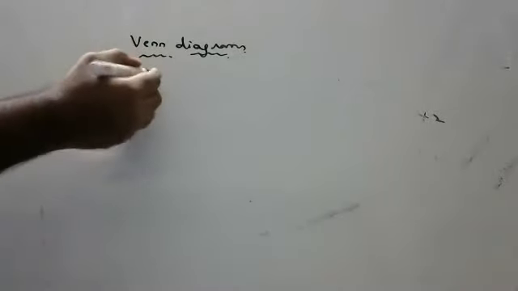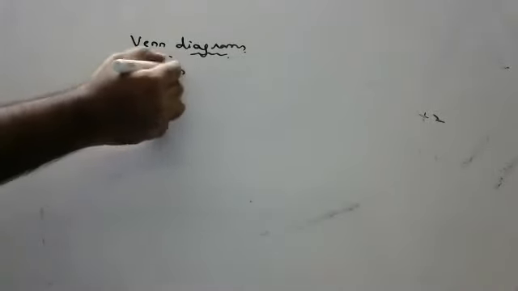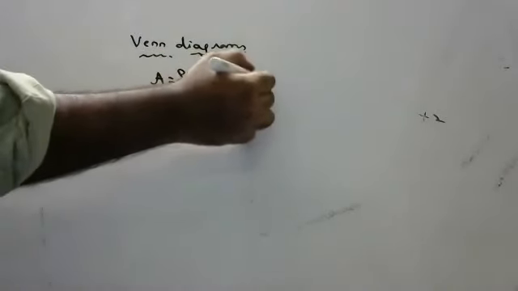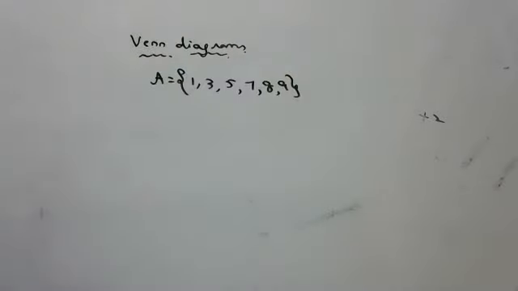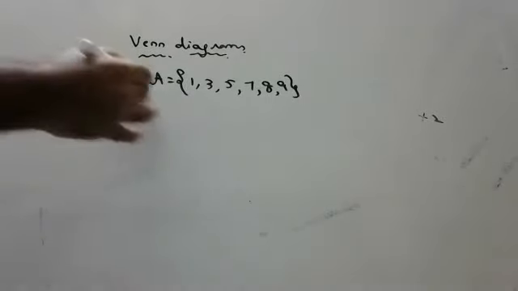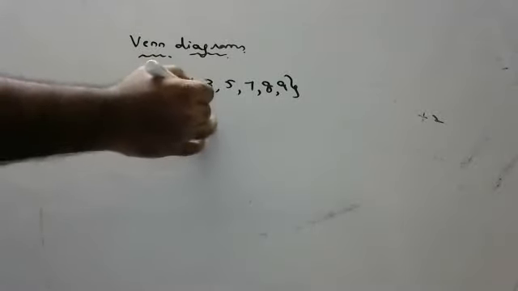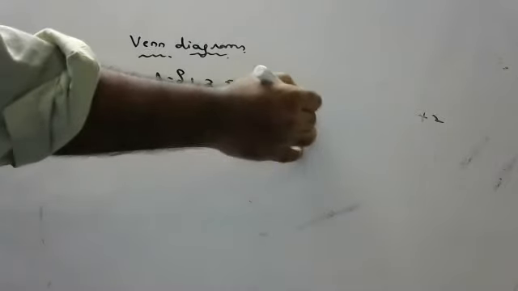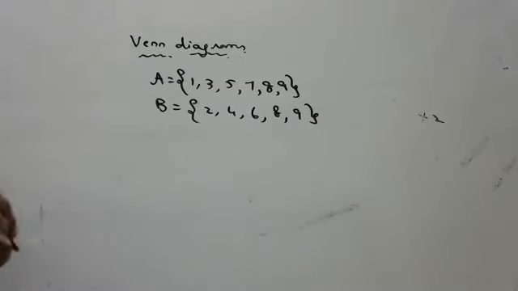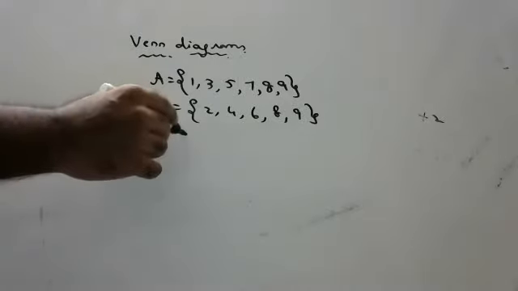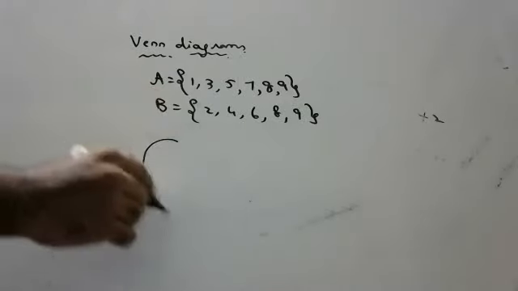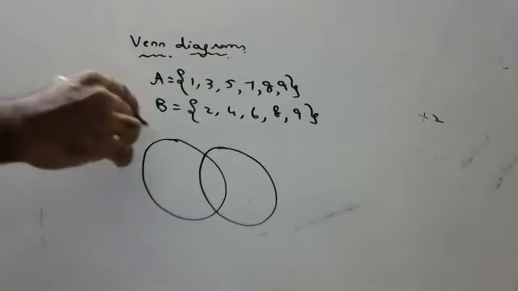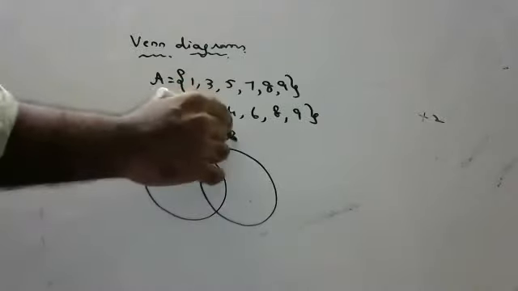Example I will show you. Suppose A is 1, 3, 5, 7, 8, 9. Imagine. Okay. So children, B is 2, 4, 6, 8, 9. Think. Okay, children. Then Venn diagrams will be represented like this. This is A and this is B. Please see, children. This is the A Venn diagram and this is the B Venn diagram.